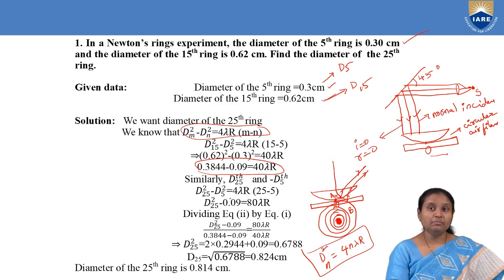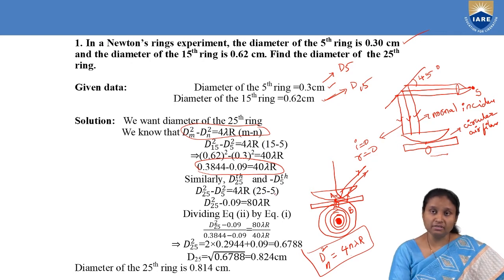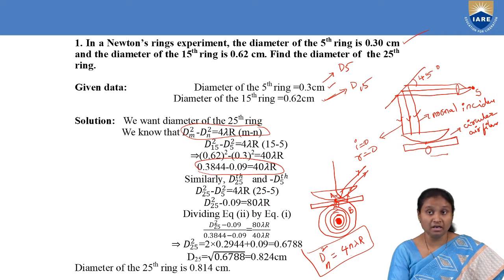Now next, what we need to find is the diameter of the 25th dark ring. So I am now selecting two different dark rings, one is the 25th dark ring and another one is the 5th dark ring. Here, if I take the square of the diameter of the 25th dark ring minus the square of the diameter of the 5th dark ring, then on the right hand side we have 4λR into (25 minus 5), which is 20. So we end up having it as 80λR.